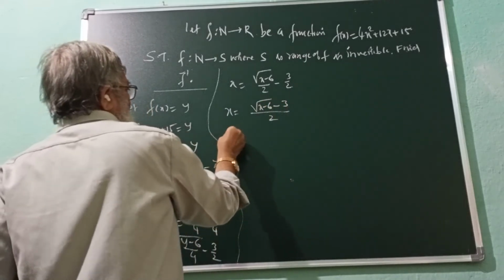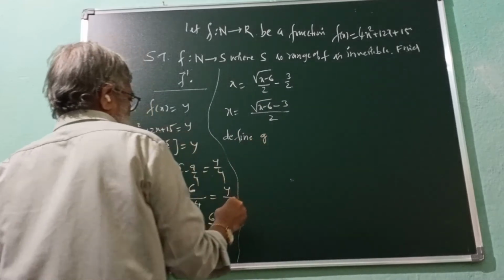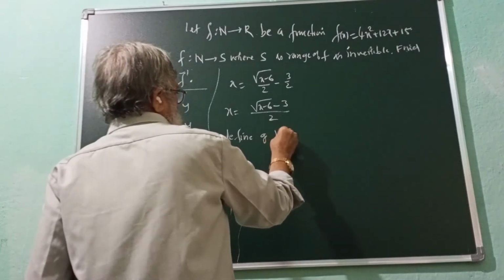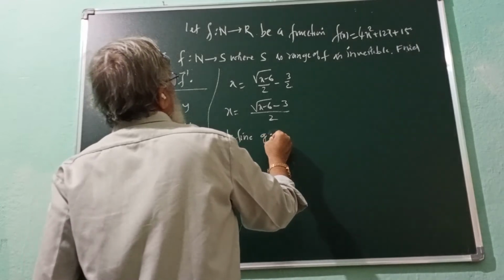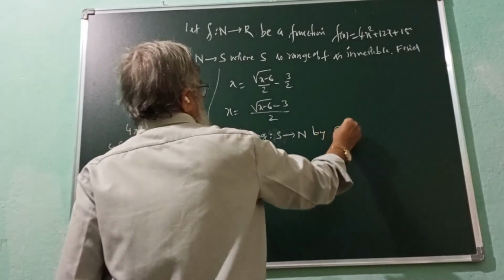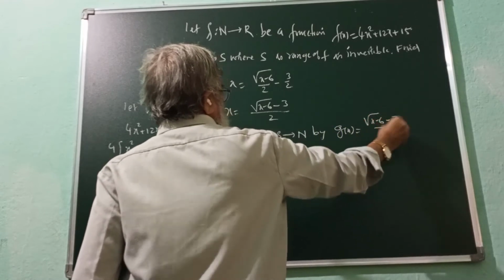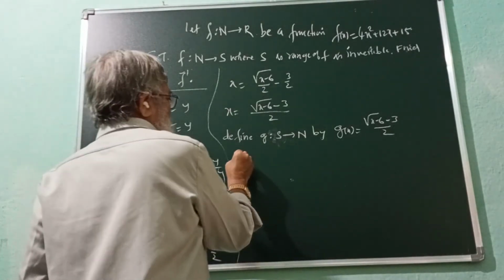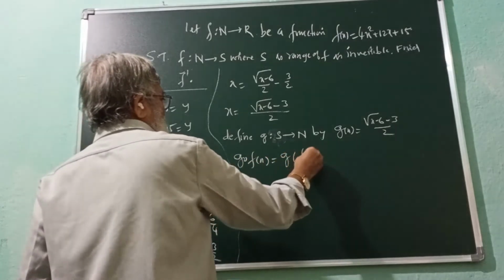Now we define g here. Define g from the function n to s by gx is equal to root of x minus 6 minus 3 by 2. Now what we have to do is, first let us find out g composition f of x, that is g of f of x.